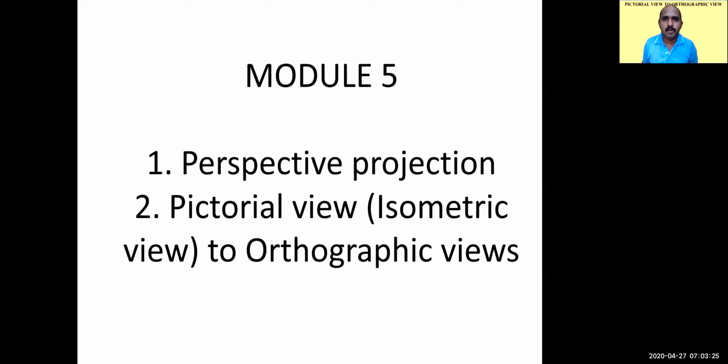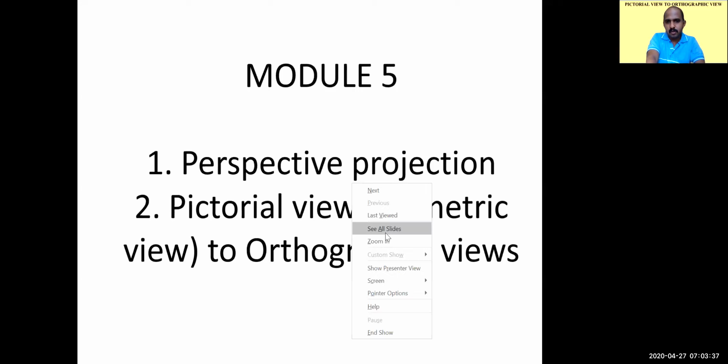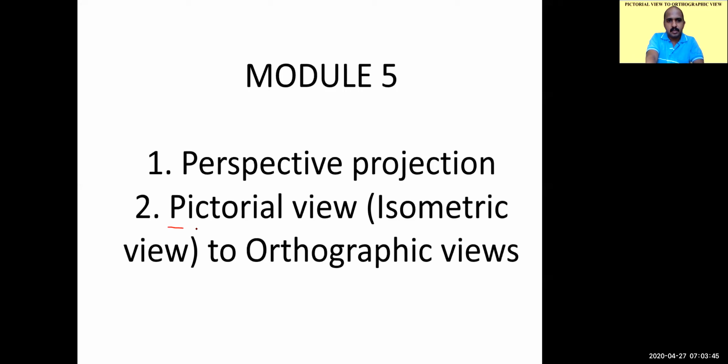Now we move on to the second part of your module 5. In module 5 we have two sessions. First is the perspective projection that we already completed. Now we have the second portion: this is the pictorial view to orthographic view, that is, a conversion of pictorial.